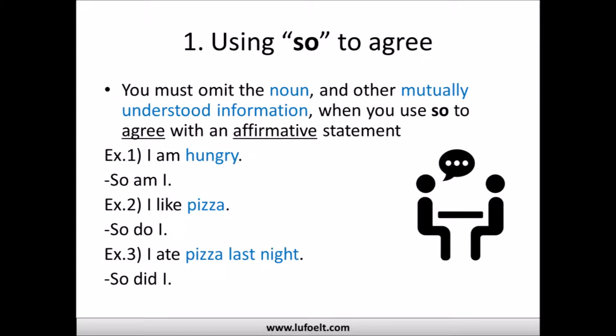Okay, and also for this third example here, mutually understood information. So if someone said, I ate pizza last night, you can agree with them. If you also had pizza, you could say, so did I. You don't have to say, so did I ate pizza last night, or so did I eat pizza last night. That information is already understood between the person speaking and you. Okay, so you don't have to repeat that. You should not repeat that. All right, so omit the noun and other mutually understood information.